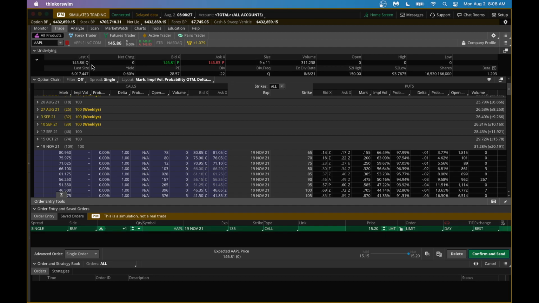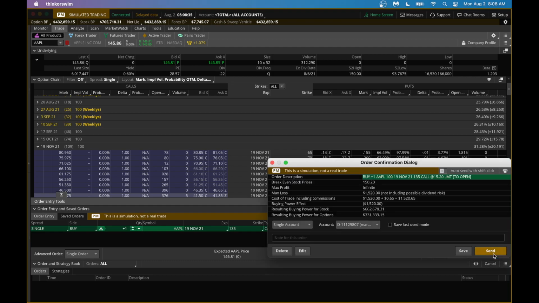You can pay $15.20 instead of paying $145 for the Apple stock. You can control 100 shares by buying one call option and paying $15.20. You could confirm and send. If the Apple stock goes above $150 by 19th November, you will make money. But if the Apple stock goes below 150, you will lose your money. So you will pay $1520 to buy this call option. Your max profit is infinite. As Apple stock goes up by $1, your call option goes up by 74 cents. That's why it's a 74 delta.